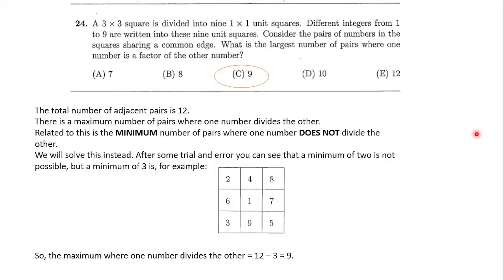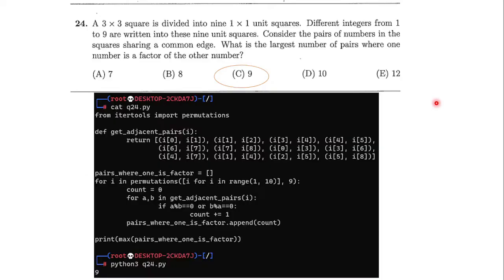So I'll solve this instead, and again, trial and error, we see that 2 isn't really possible, but I found one example, and there's many, where you can have a minimum of 3. And then if the minimum is 3, then the maximum where one does divide the other is going to be 12 minus 3, giving us 9. I verified this with Python again, getting all the adjacent pairs, checking if either divides the other, and then counting them up. And the maximum was 9.